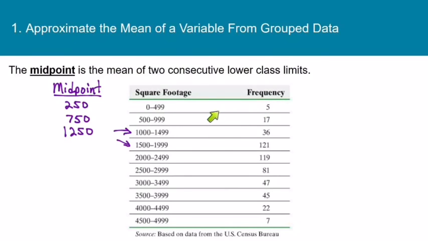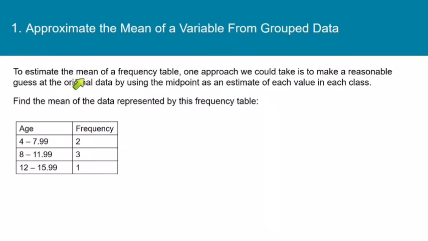Now this first class contains 5 values. We have no idea what they were, but if we have to guess at those 5 values, the best guess we can make is just to put down 250 for each one of them. So to estimate the mean of a frequency table, one thing we could do is make a reasonable guess at the original data by using the midpoint as an estimate of each value in each class.